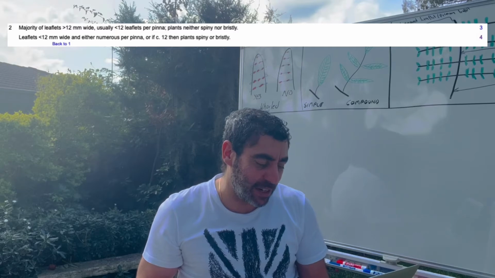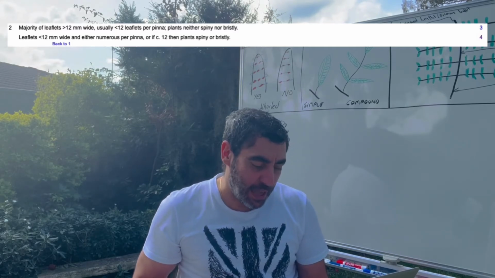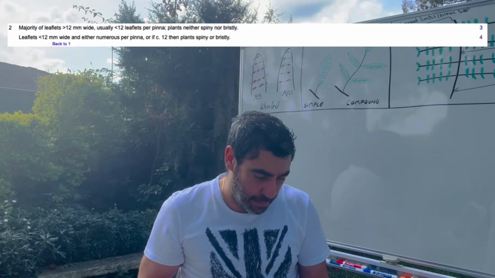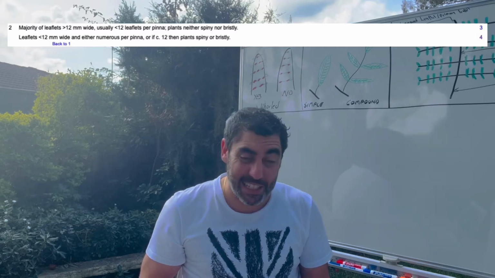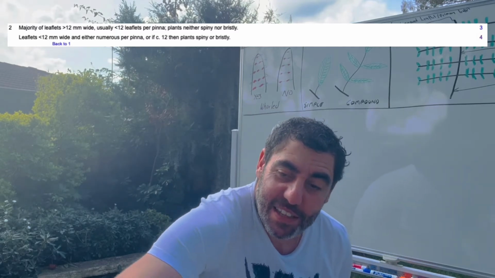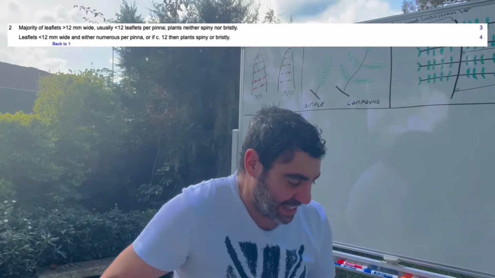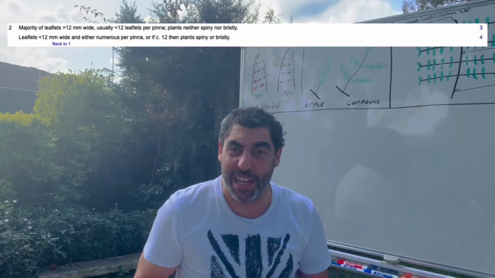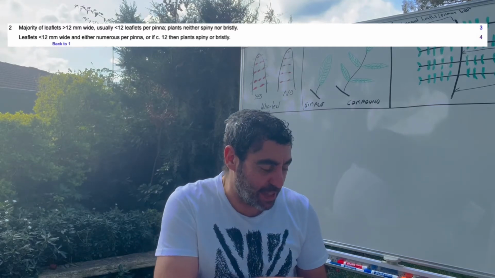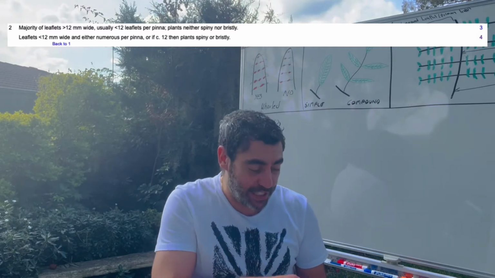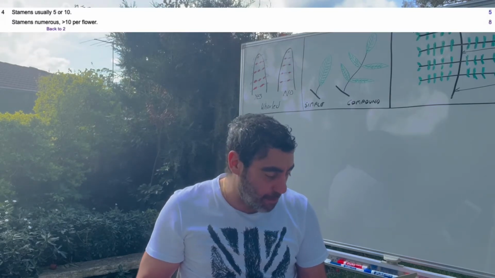Plants neither spiny nor bristly. Okay, next part is leaflets less than 12 millimeters wide. Okay, that's starting to stack up. Less than 12, and either numerous per pinnae, which is what we're getting, numerous. So, given that, we can take 4 and we disregard the latter part of that. Okay, so we now go to 4.